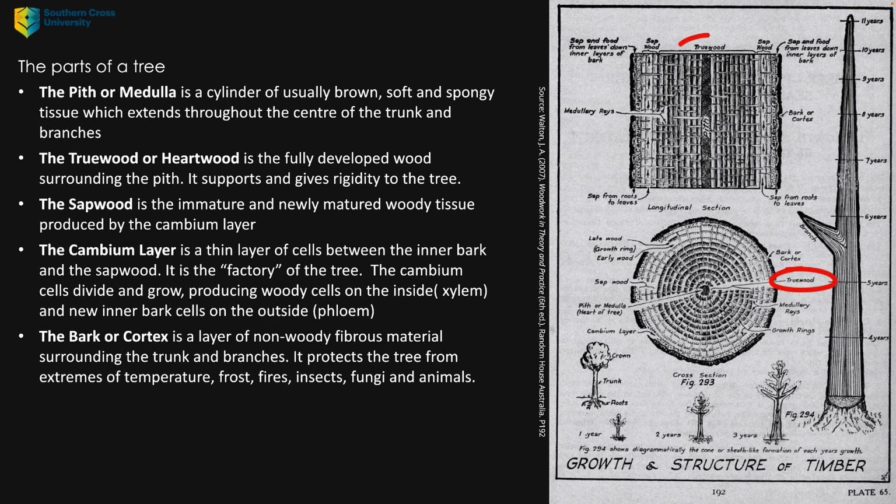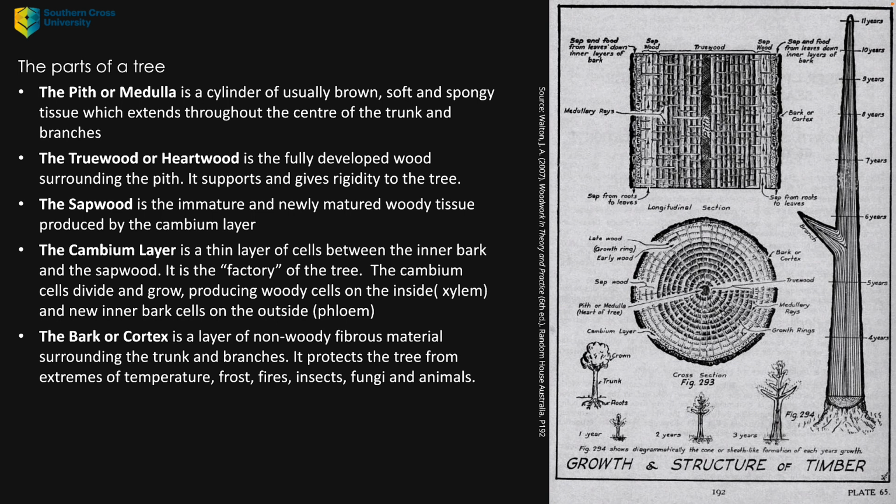The true wood or heartwood is the fully developed wood surrounding the pith. So it's towards the centre of the tree. It supports and gives rigidity to the tree. The sapwood is on the outside of the heartwood. It's the immature and newly matured woody tissue produced by the cambium layer.